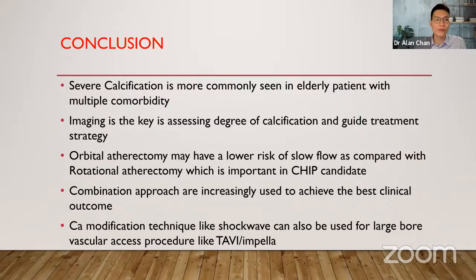So ladies and gentlemen, in conclusion, I think we are facing more severe calcification in our patients, particularly elderly patients with multiple comorbidities. Imaging, as highlighted in this symposium, is key in assessing the degree of calcification as well as guiding our treatment strategies. Orbital atherectomy may have a lower risk of slow flow compared to rotational atherectomy, which may be important in CHIP candidates. Combination approaches are increasingly used nowadays to achieve the best clinical outcomes.